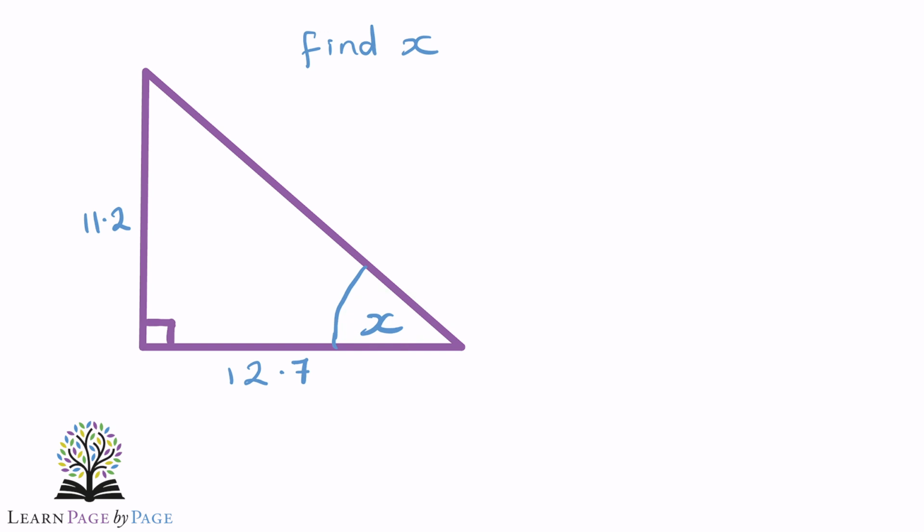Like before, label your triangle. HYP, ADJ, that's the adjacent. It's adjacent to the angle. OPP is the side that's opposite the angle. Then write down SOHCAHTOA.